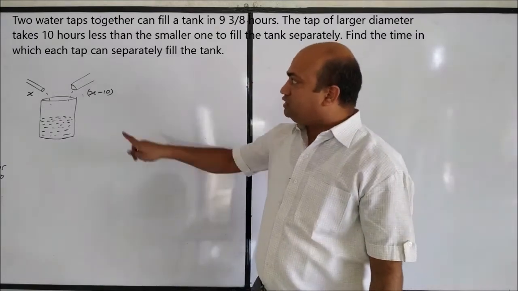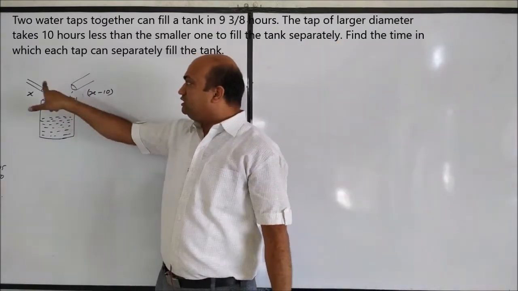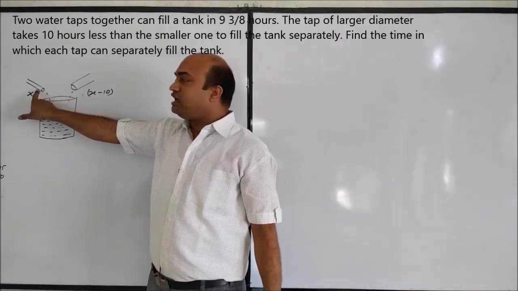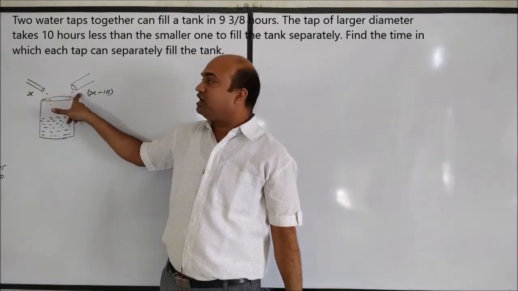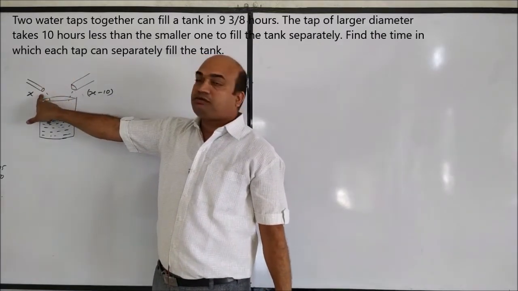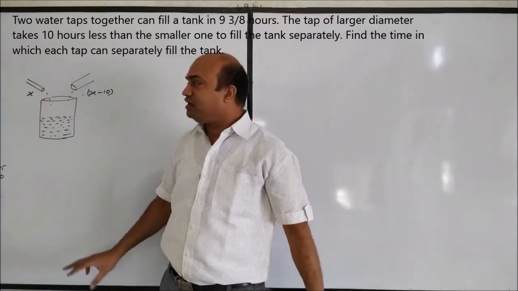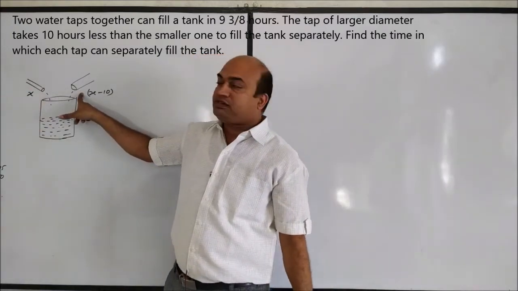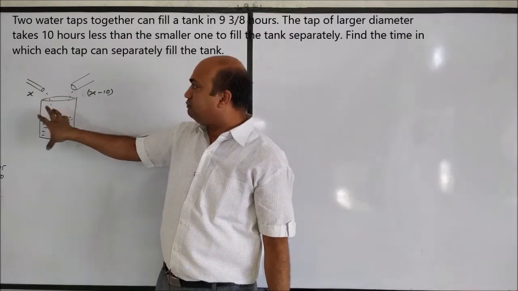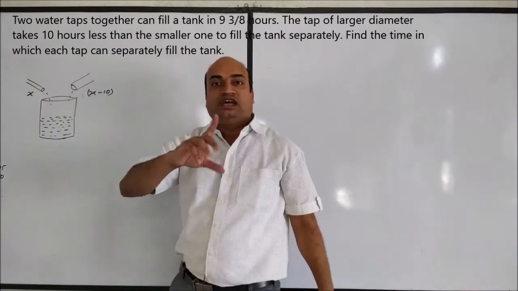We will consider, you see this is the tank, this is the tap of smaller diameter and this is the tap of larger diameter. We consider the tap of smaller diameter can fill the tank in x hours separately, and the tap of larger diameter can fill the tank separately in x minus 10 hours.